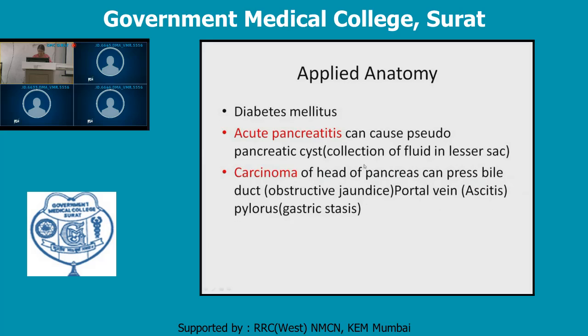What is it? Due to acute pancreatitis, there is collection of fluid in the lesser sac, and that's why I was repeatedly telling you that the anterior surface is related to the stomach and separated from the stomach by the lesser sac. Due to acute inflammation of the pancreas, there can be fluid collection in the lesser sac, and that gives an impression that there is a cyst in the pancreas, but it is a collection of fluid in the lesser sac, and it is called pseudopancreatic cyst. Pseudo means not true. Let us see the diagram for pseudopancreatic cyst.